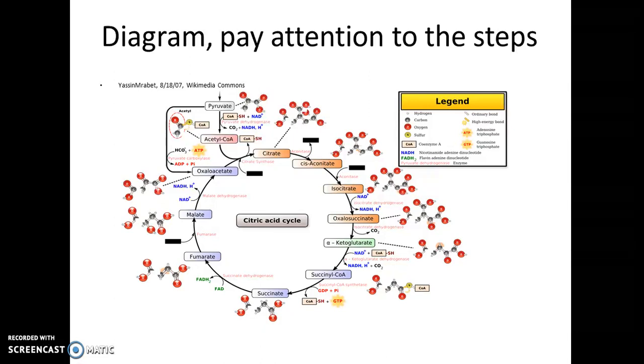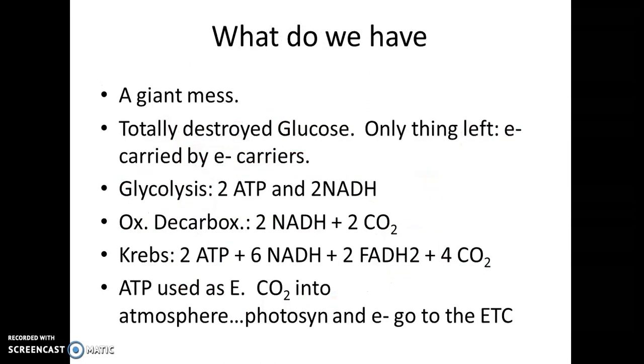Yeah, it's a diagram. Pay attention to the steps. So what do we have? We have a giant mess. We have totally destroyed the glucose. The glucose that came in has been totally broken up. The only things left are the electrons and the hydrogen ions that are carried by the electron carrier. That's it. Electrons and hydrogens.